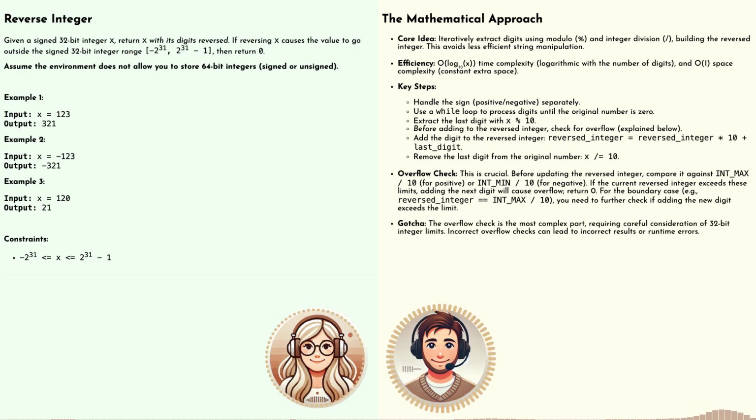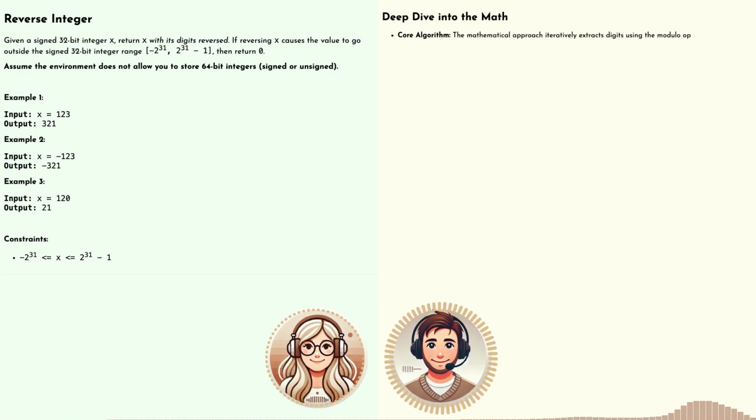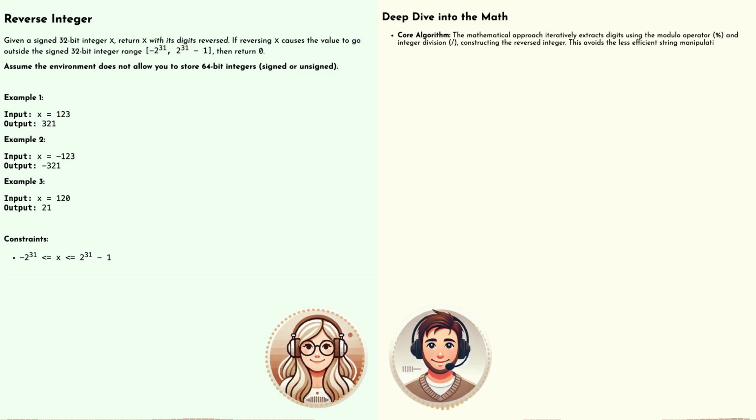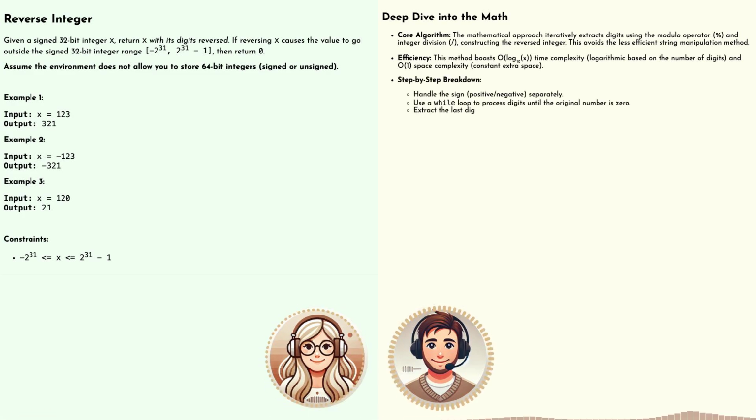It seems pretty straightforward, but I have a feeling there's a more elegant way to do this. Oh yeah, there definitely is. What if we stay in the world of numbers and use math to directly reverse the digits? Now you're talking like a seasoned coder. Okay, give me a hint here. What kind of math are we talking about?